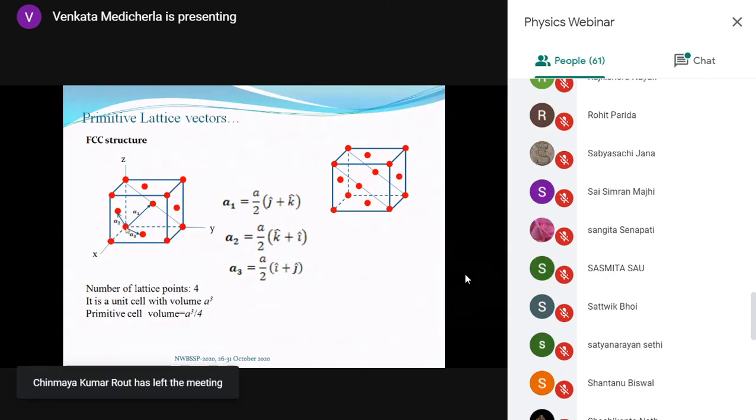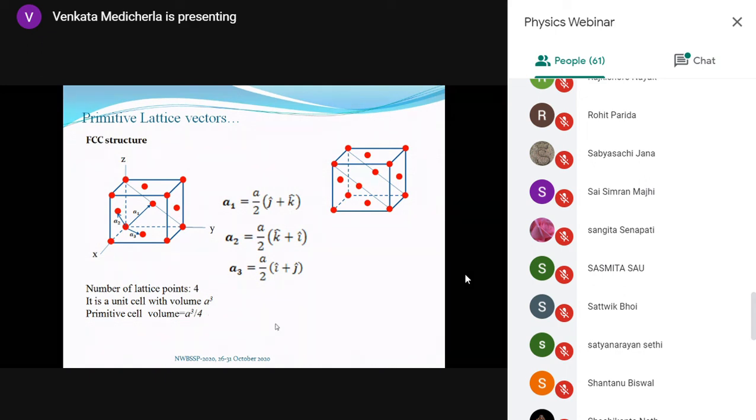That's why A1 doesn't have I, A2 doesn't have J, and A3 does not have K: J plus K, K plus I, I plus J. That's the symmetry it has, the most symmetric primitive lattice vectors. So what is the number of lattice points? We have 4 in a unit cell with volume A cube. What is the primitive cell volume? A cube by 4, because 4 lattice points correspond to A cube volume.